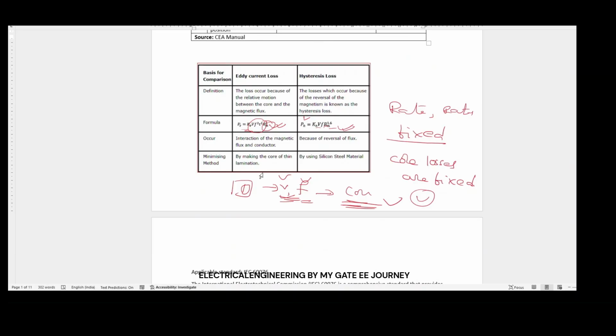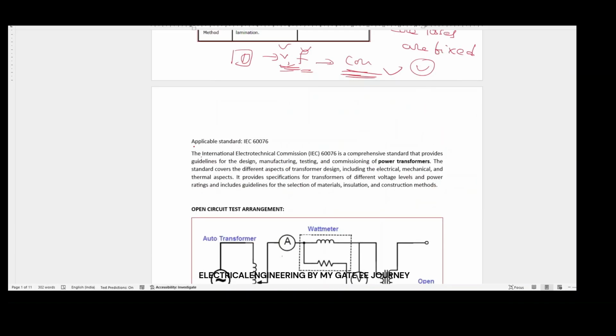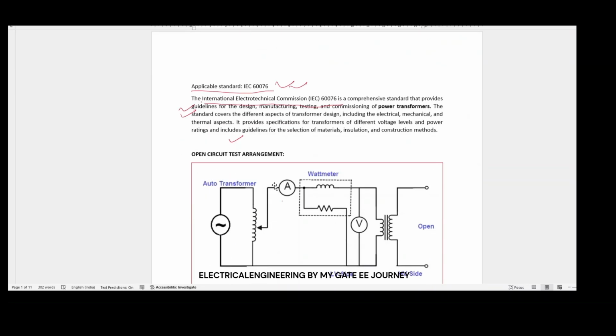And to get uniformity across transformer manufacturing, there is a standard, IEC 60076. IEC means International Electrotechnical Commission. As per this standard, transformers get manufactured all over the world, so that if one transformer is designed and transported to another country, it will work easily. That is one point you have to remember.